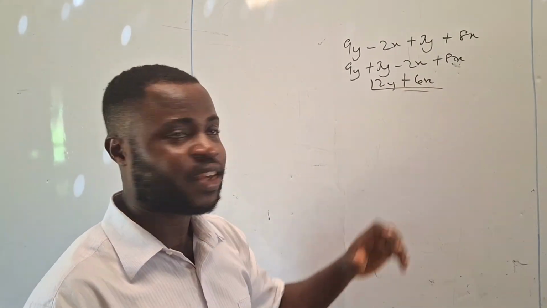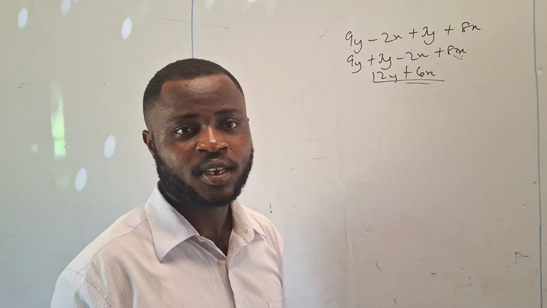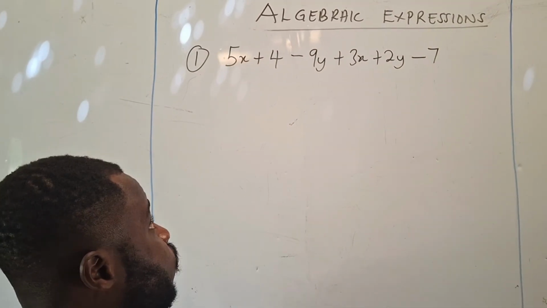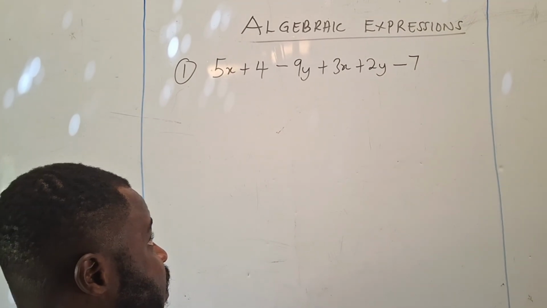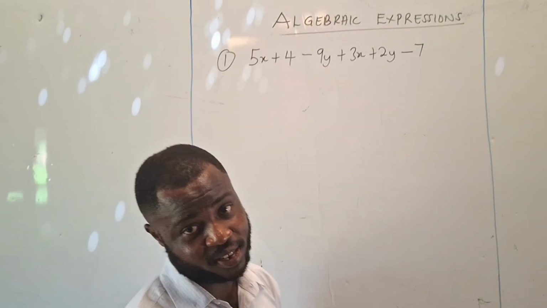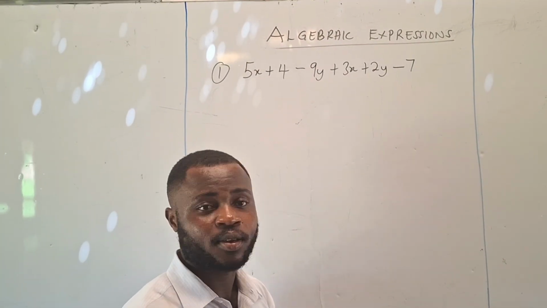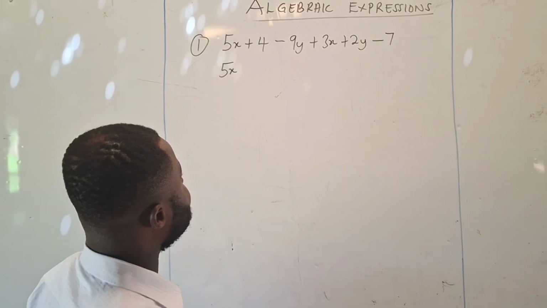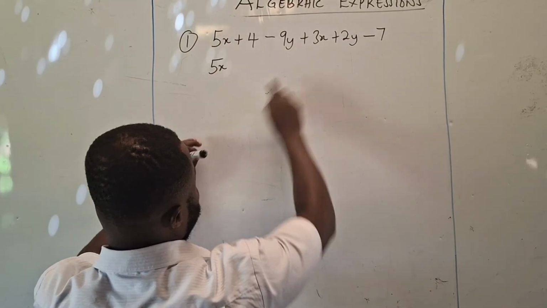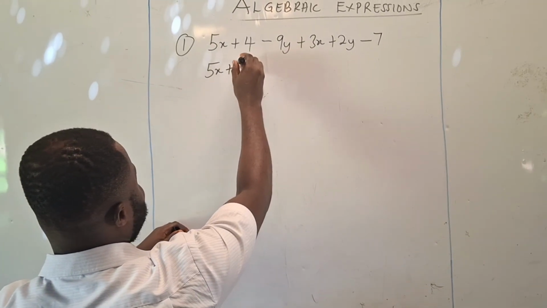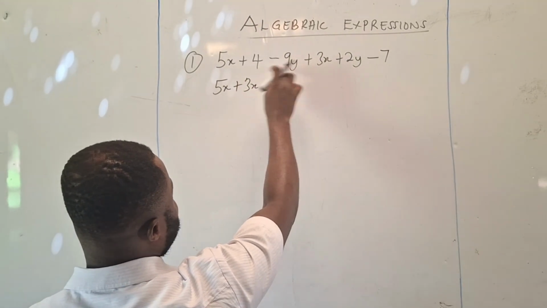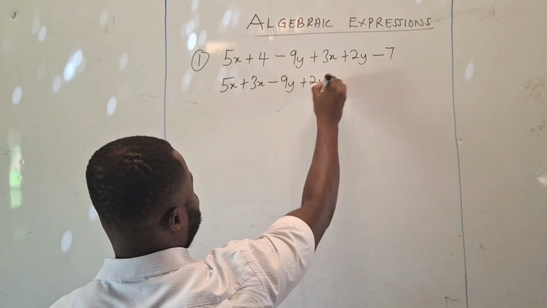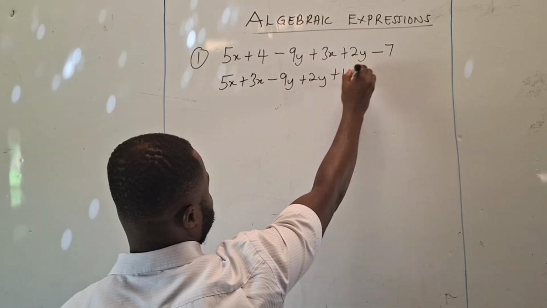So now let's take a full question involving the addition and subtraction of algebraic expressions. As the question is posted on the screen: 5x plus 4 minus 9y plus 3x plus 2y minus 7. We can easily solve this by grouping like terms. So what do we have here? We have 5x. Now the next x is the 3x, which is positive, so plus 3x. Then let's group the y. This one, minus 9y, then plus 2y. Then we have plus 4.